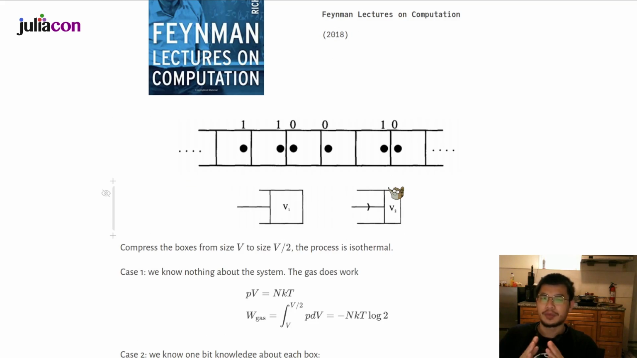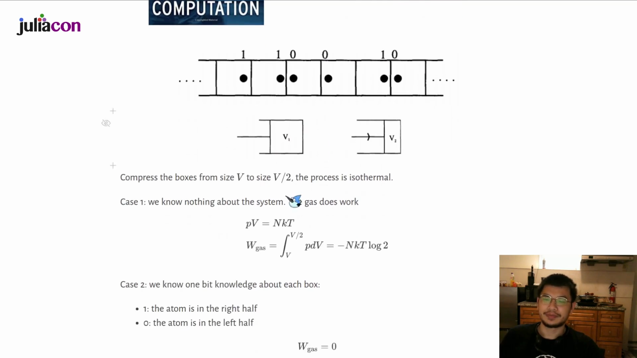Here, assume we have a collection of boxes, each containing a particle inside. It can be on the left side or the right side. We compress the piston, which is attached to the box. We compress the box to half of its size.